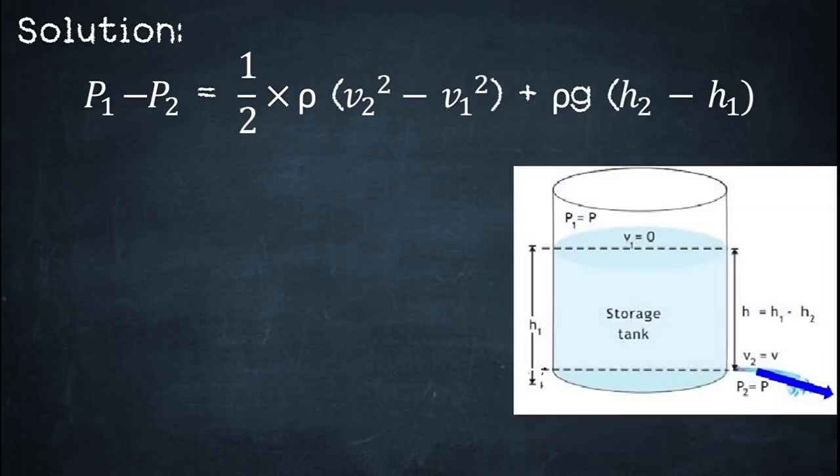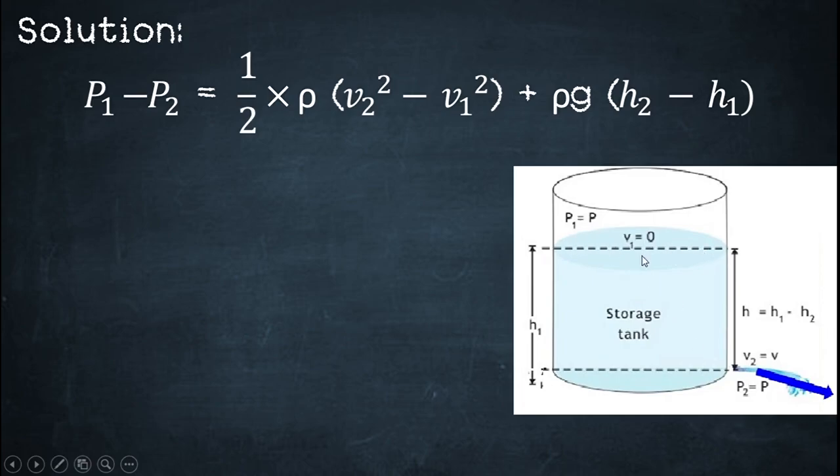For the solution, firstly we will rewrite Bernoulli's equation, and for substituting the values in this equation we need to know some values. Number one is the pressure acting on the upper side and on the bottom, which is atmospheric pressure, represented by P. As at both ends there is atmospheric pressure acting, we can call P1 equal to P and P2 equal to P.